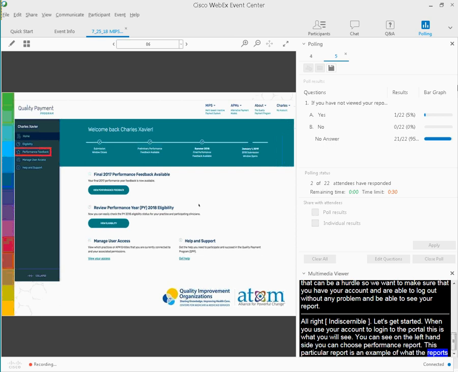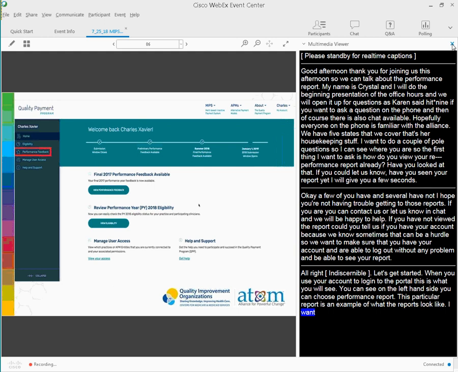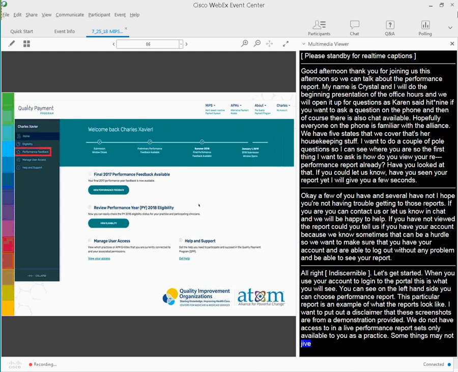I want to put out a disclaimer that these screenshots are from a demo that was provided. We do not have access to any live performance reports. That's only available to you all as a practice. So some things may not jive exactly. Some of the scores that you see may not completely make sense. It's not that they're incorrect scores, but they're demo scores.